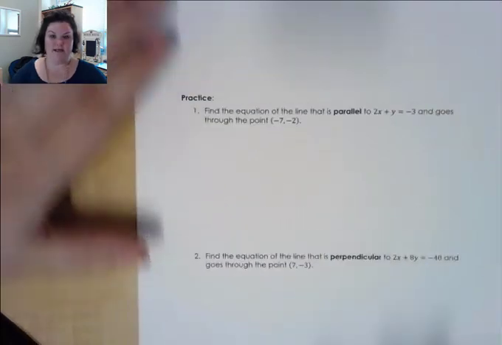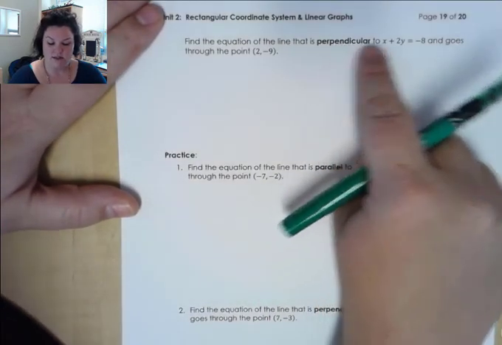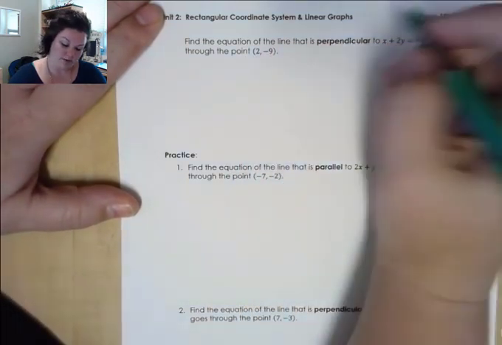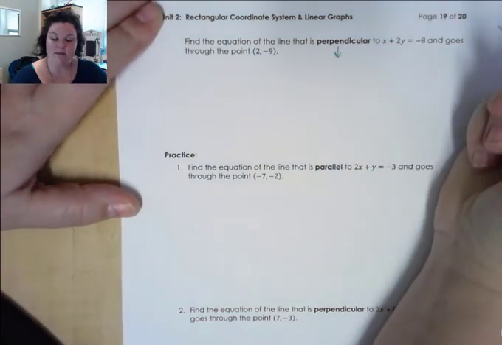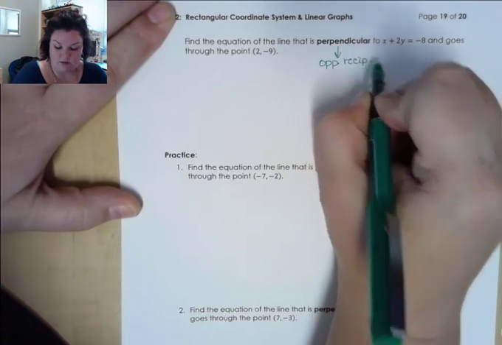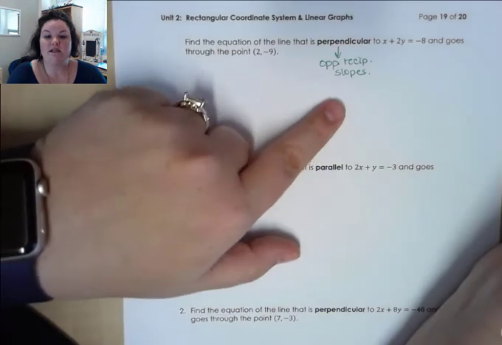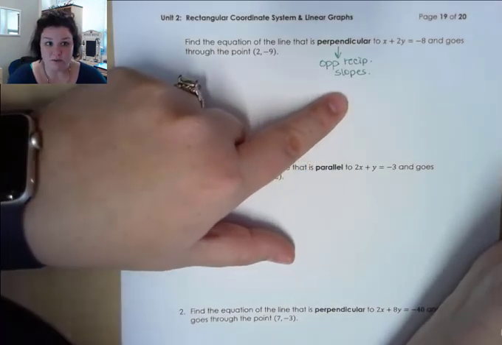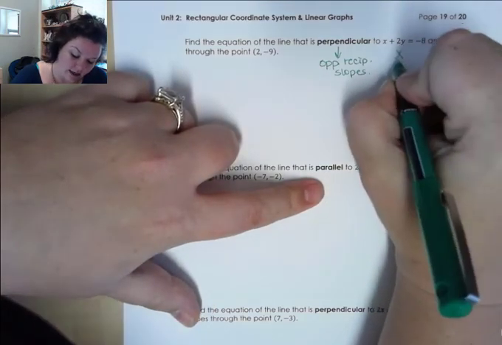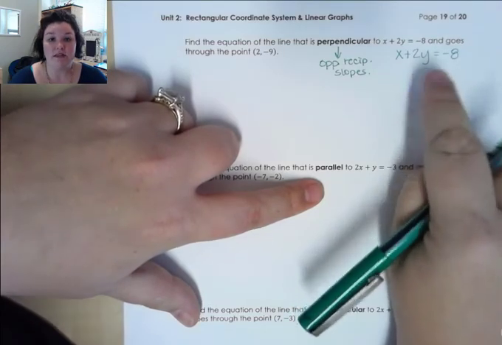So on the top of the next page, it says, find the equation of a line that is perpendicular to this line and goes through the point (2, negative 9). So when we see perpendicular, that means that we know our slopes are opposite reciprocals. Before I can determine what the opposite reciprocal slope is, I need to know what the slope of that line is in general. So I'm going to go ahead and write x plus 2y equals negative 8 up here and solve this for y.